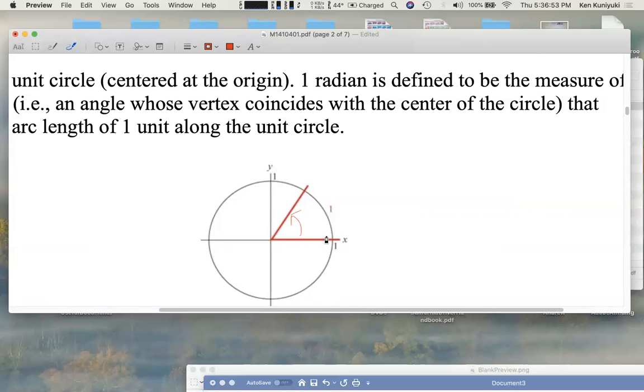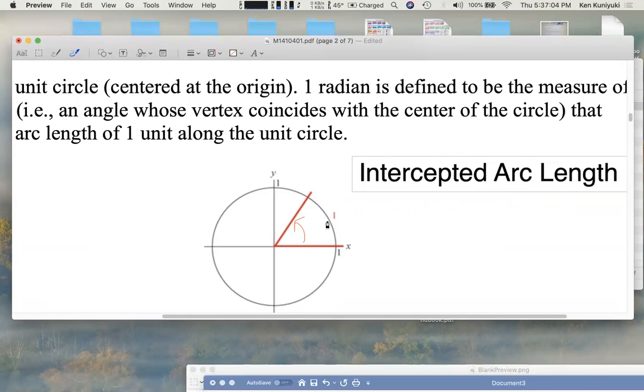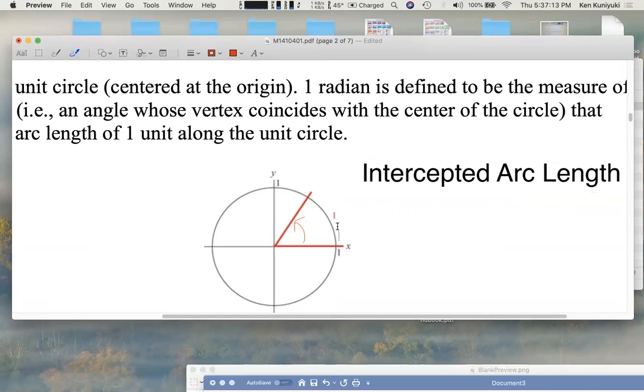circle, this intercepted arc length, I'll write that out. This intercepted arc length, from here to here, the piece that's cut off by this initial side and this terminal side. The length of this arc from here to here has the same length as the radius, the length of this guy from here to here, and the length of this guy from here to here.